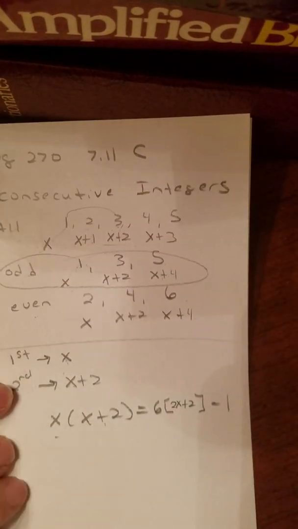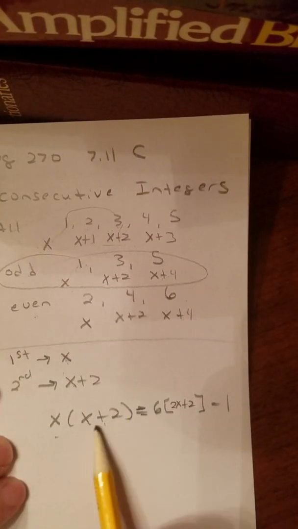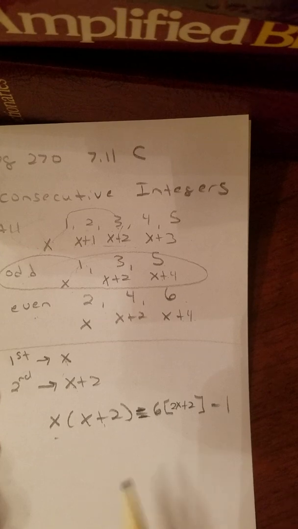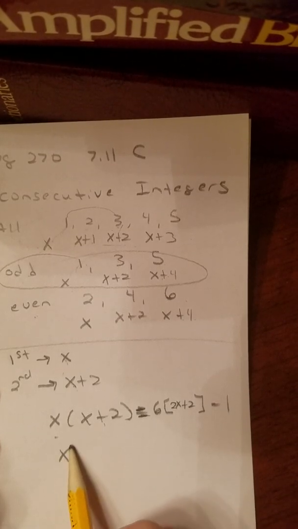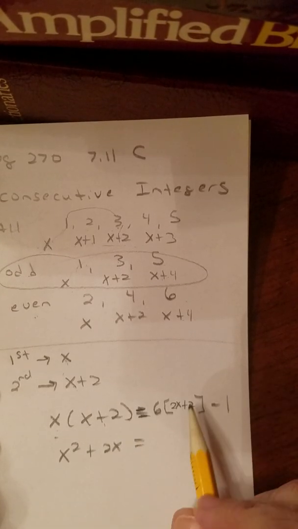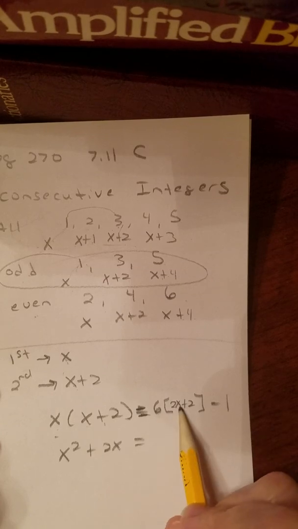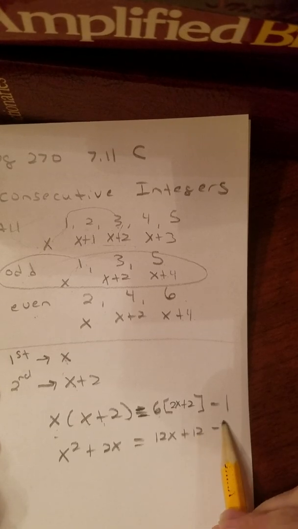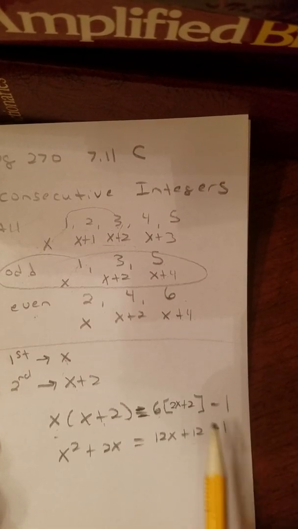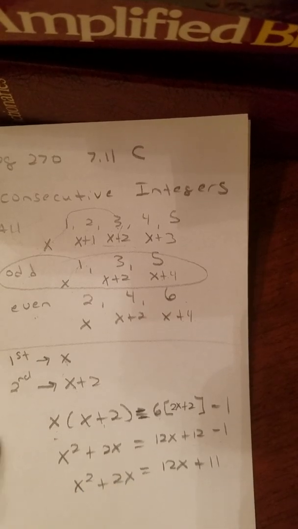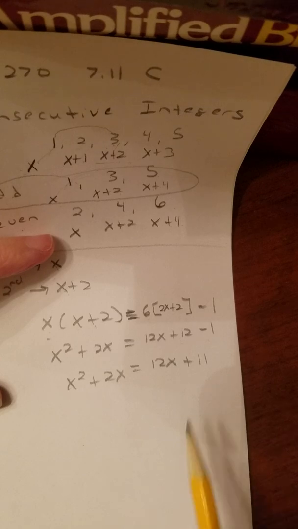Now I have an equation, right? Something equals something. So what I need to do is go ahead and simplify everything first. So I'm going to take x times x, I get x squared, and x times 2, and I get 2x equals, and here I'm going to take 6 times 2x, and I get 12x, and 6 times 2, I get 12. Bring down your minus 1. I can simplify again because 12 minus 1 is 11. And now I've got everything simplified.